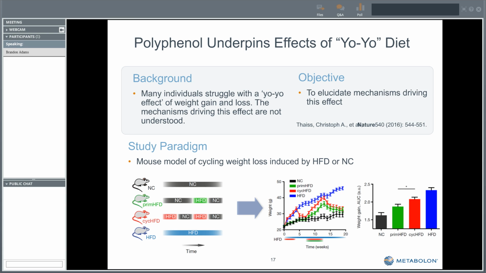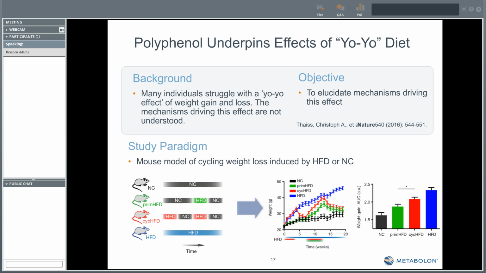To better understand the mechanism driving this effect, the investigator turned to a cycling high-fat diet model in which the animals were fed a high-fat diet interleaved with normal chow. Animals fed the normal chow, or a high-fat diet over one cycle, served as the controls.